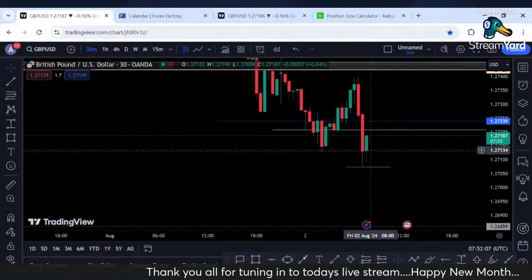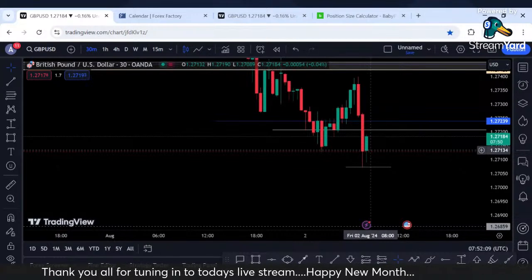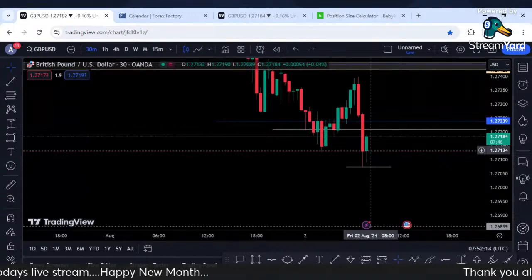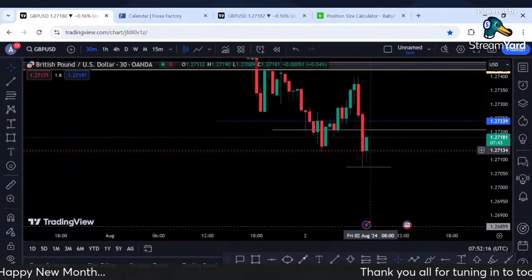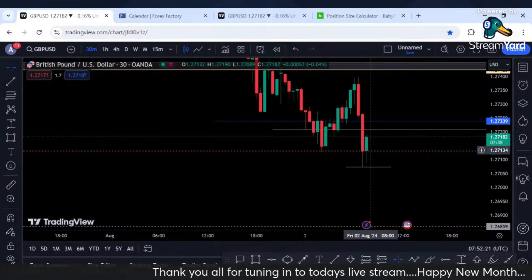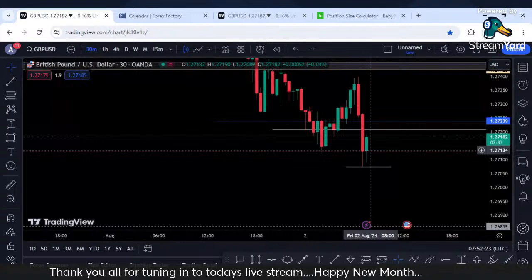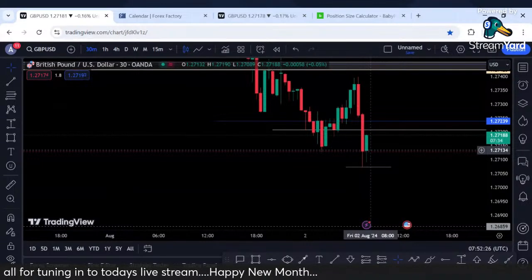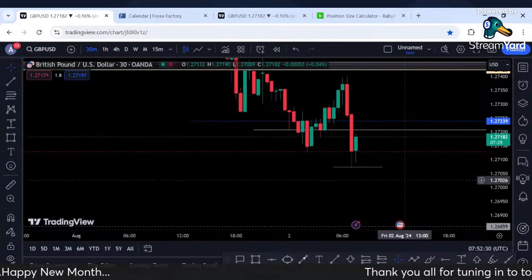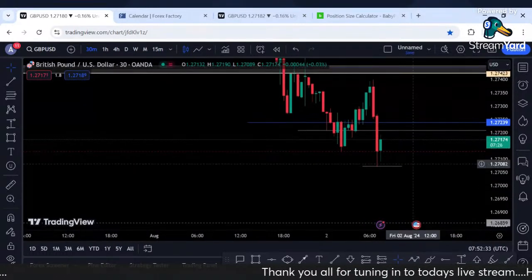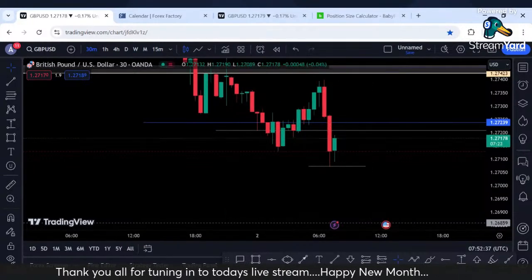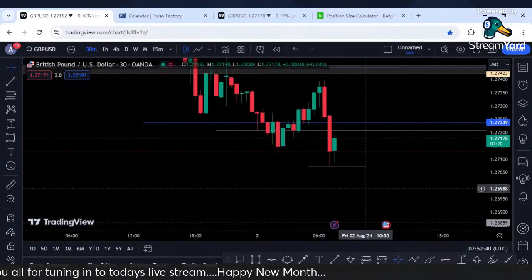So if you are not careful, you might be in drawdown, and it will take you to the NFP times. So during NFP weeks, sometimes you have to be super cautious. Super cautious.